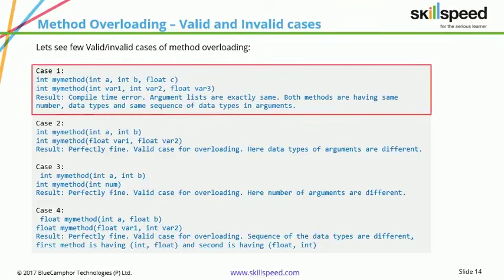Let me take case 1. Integer, my method with int a, int b, float c as parameters, and int, my method with int var1, int var2, float var3 as parameters.